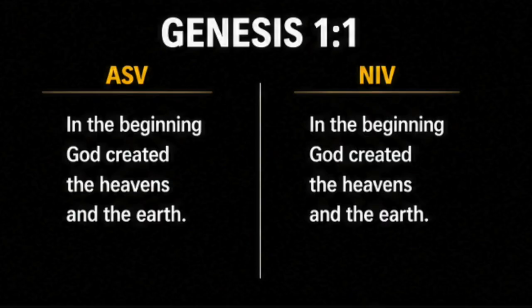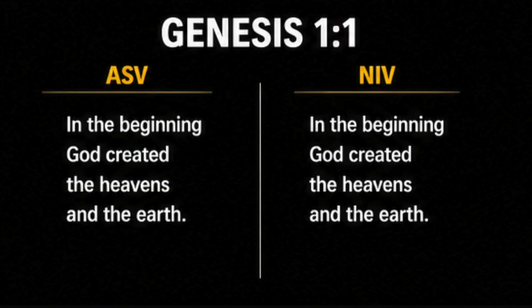Genesis 1:1. ASV, I will use it as a short description of the American Standard Version Bible. NIV will be the other. So ASV: in the beginning God created the heavens and the earth. NIV: in the beginning God created the heavens and the earth. Comparison: no wording difference here. They say exactly the same thing.